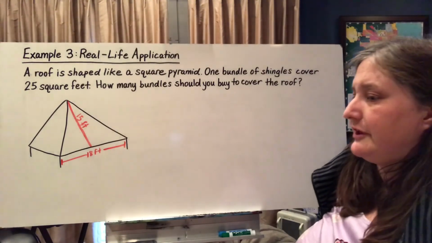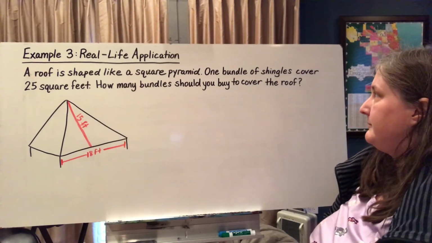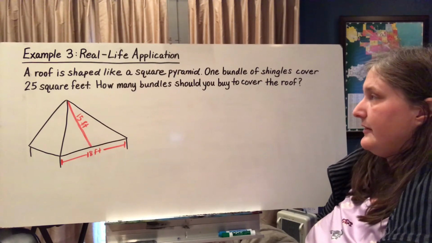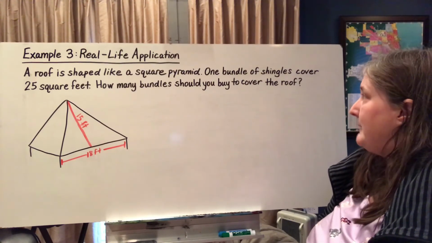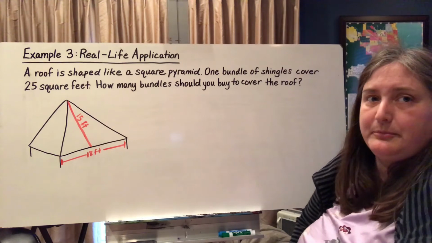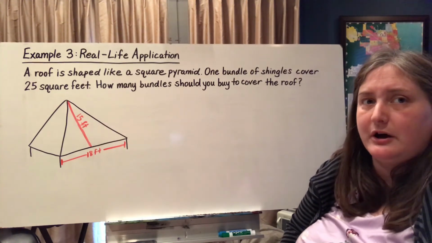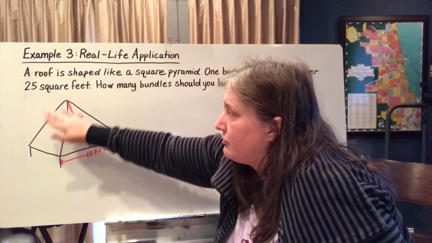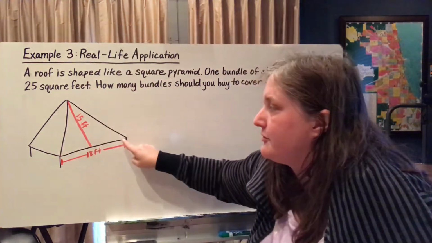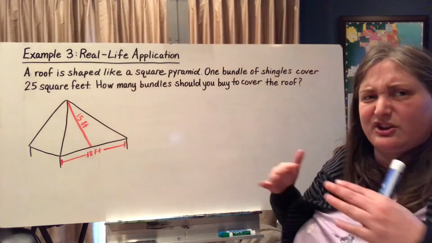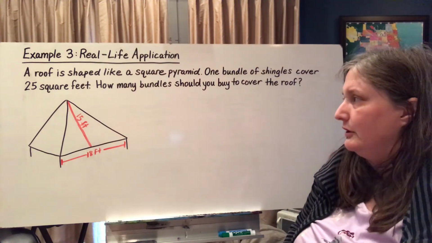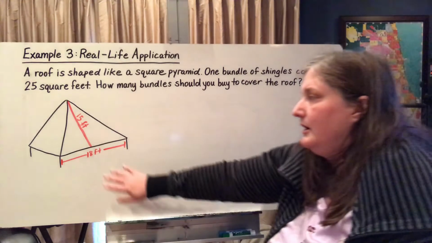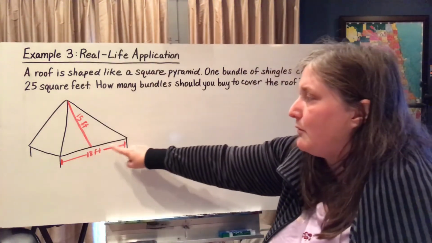Here we have a roof that is shaped like a square pyramid. One bundle of shingles cover 25 square feet, and they want to know how many bundles should you buy to cover the roof. Well, it's important to know that when we're covering a roof, we only have lateral faces here. We only have the triangles that make up the roof. We're not going to cover the base because that would be like your ceiling inside of your home, so you don't want to shingle that part. So we only care about these triangles, and they have a square base.